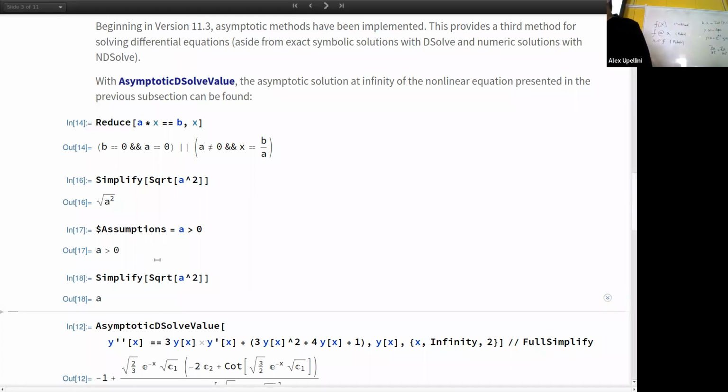If you say a is greater than 0, does it work the same way? Yes. The difference is that here this is a global variable, so it will be assumed everywhere. It's not just for the whole node. And the other is for a specific computation.